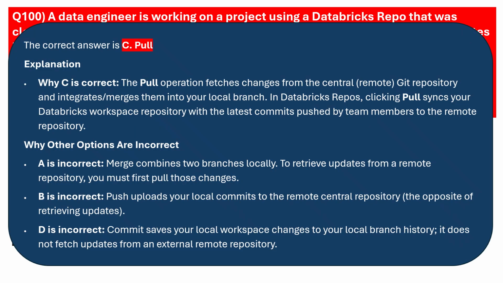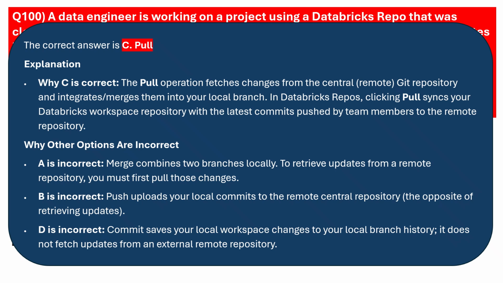Explanation: why C is correct. The pull operation fetches changes from the central remote Git repository and integrates/merges them into your local branch. In Databricks Repos, clicking pull syncs your Databricks workspace repository with the latest commits pushed by team members to the remote repository.